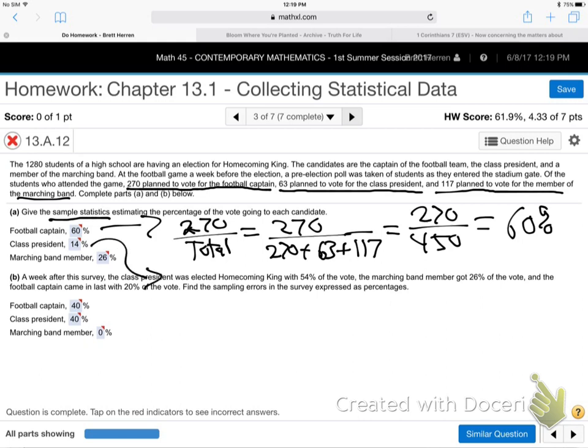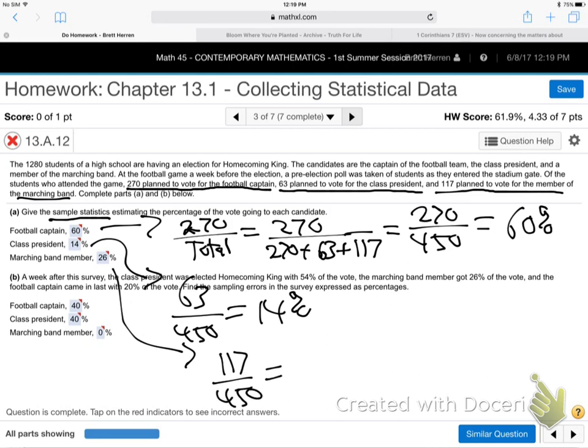Class president. So then we just do, what? How many voted for president? 63 over 450. And that comes out to be 14%. And then the marching band is 117 over the 450. And that comes out to 26%. You just round them. I want you to round them. Good, how I'm doing that? We okay? So we move on.